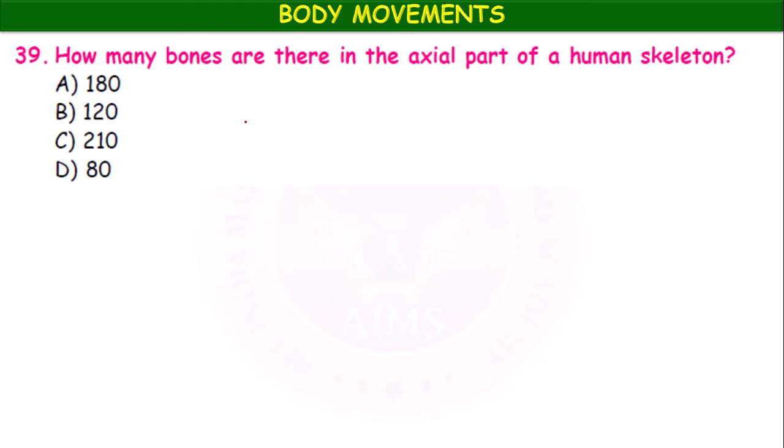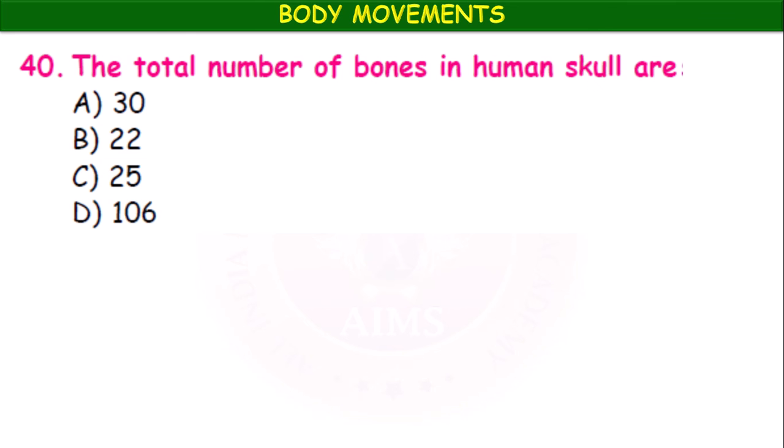Total how many bones, children? 180, 120, 210 or 80. Okay, it is a total of 80 bones present in the axial skeleton. Remaining 126 bones are present in the appendicular skeleton.